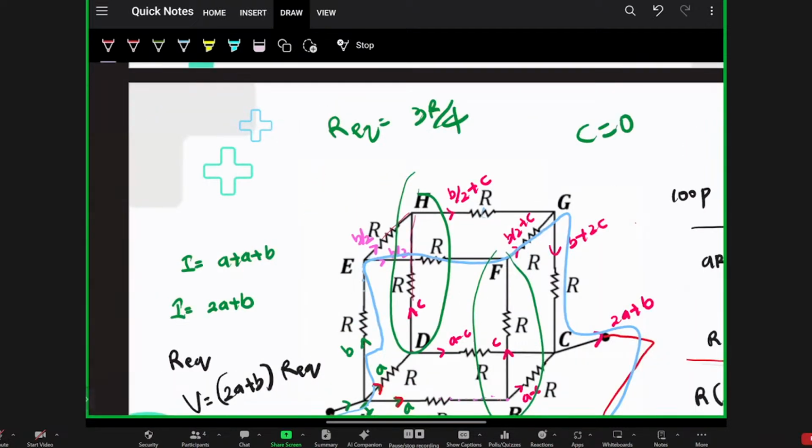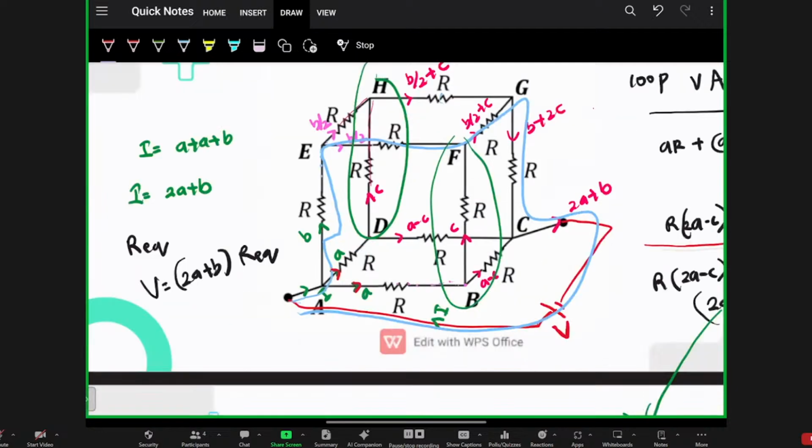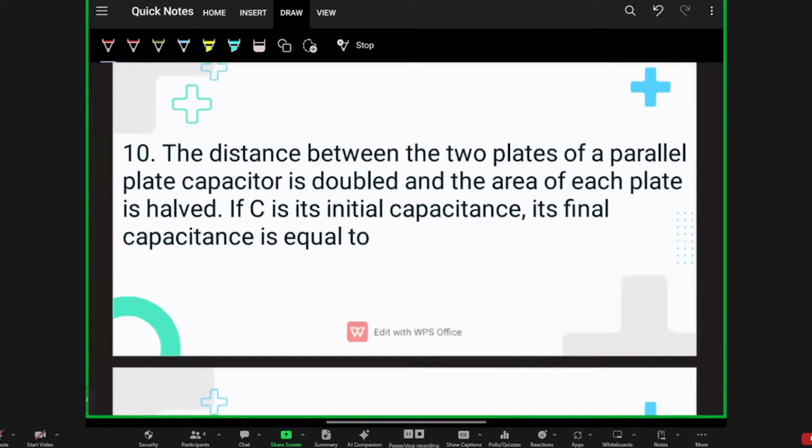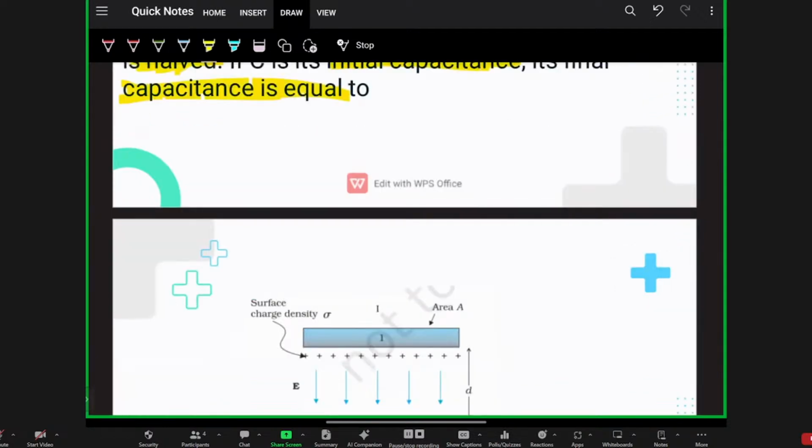Okay, so let's move to the next question. Yeah, the next question is, the distance between the two plates of a parallel plate capacitor is doubled, and the area of each plate is half. If C is its initial capacitance, its final capacitance is equal to. Okay, the question is simple. It's about a parallel plate capacitor.